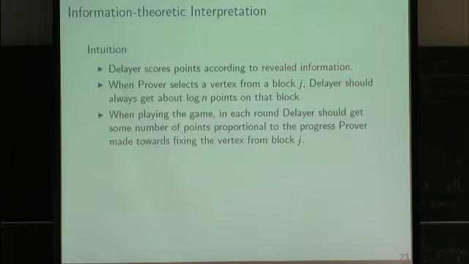Now, let me comment again on the intuition that we have for this. The delayer should score points according to the revealed information. And this means that when the prover selects a vertex from block j, the delayer should always get about log n points on that block. That's what we want, because that's really the uncertainty. If we have one block, then we need log n bits to specify which vertex we want to choose from that block. So in the end, he should get log n points.